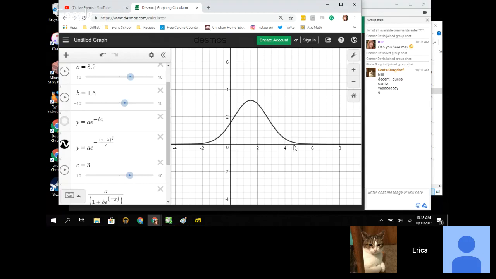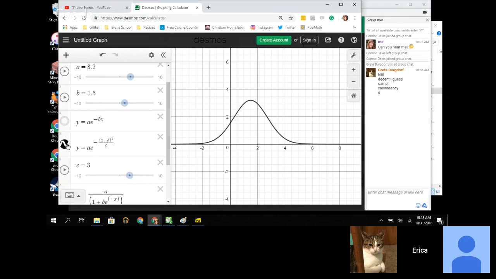It's actually an exponential model, and another name for it is a bell curve. I think those are kind of interesting. That's what it looks like, and it's a form of an exponential equation.